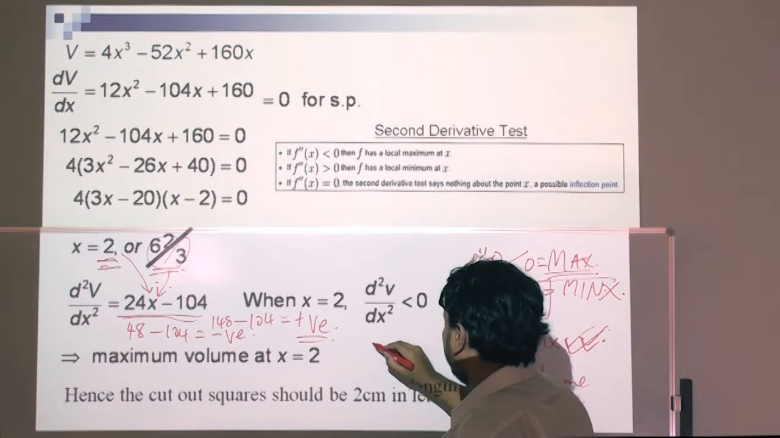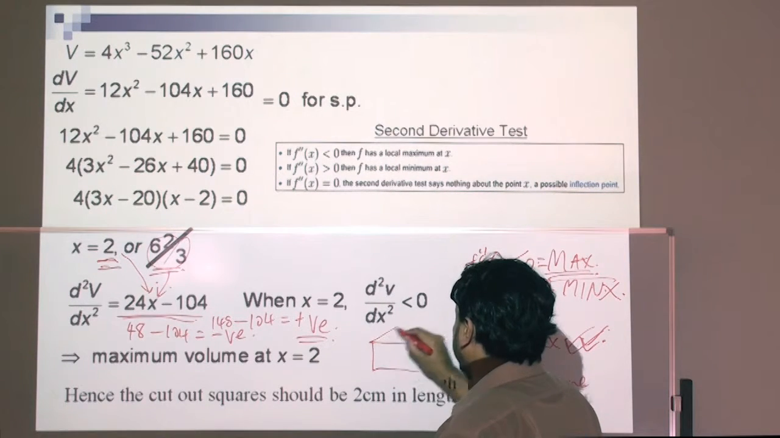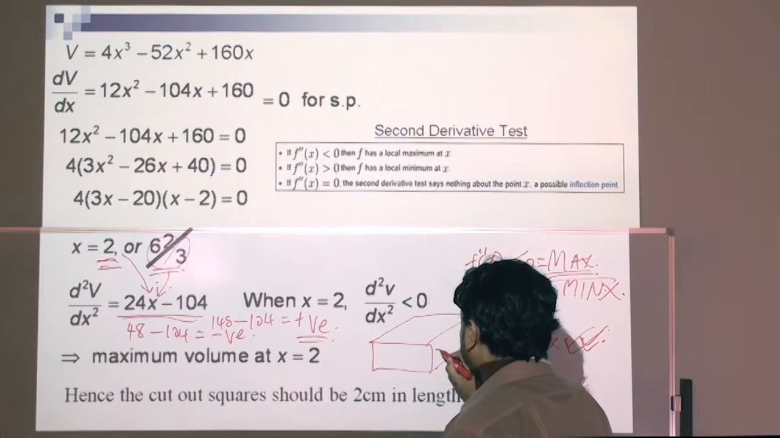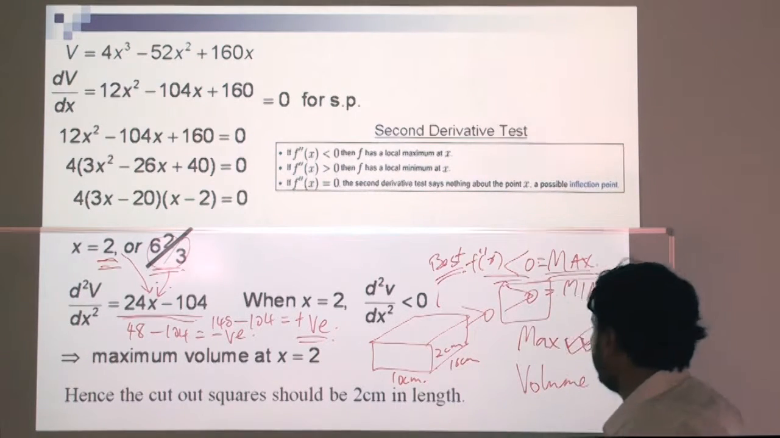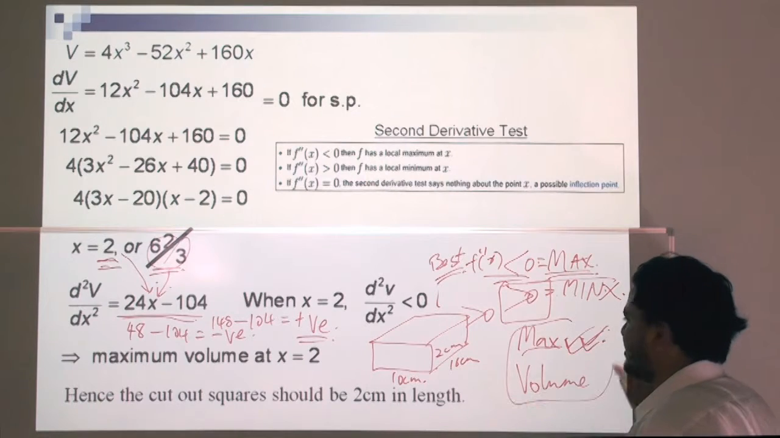So the best way to create the box in this case is to have 2 centimeters cut out, with the base 16 centimeters and 10 centimeters. Okay, that's the best way, or the optimal solution, where you get the maximum volume.